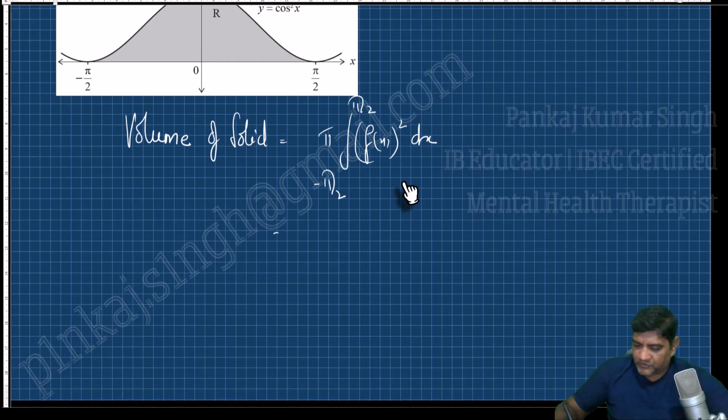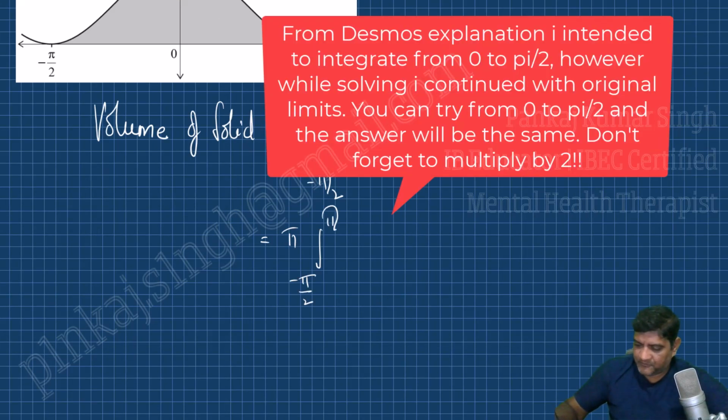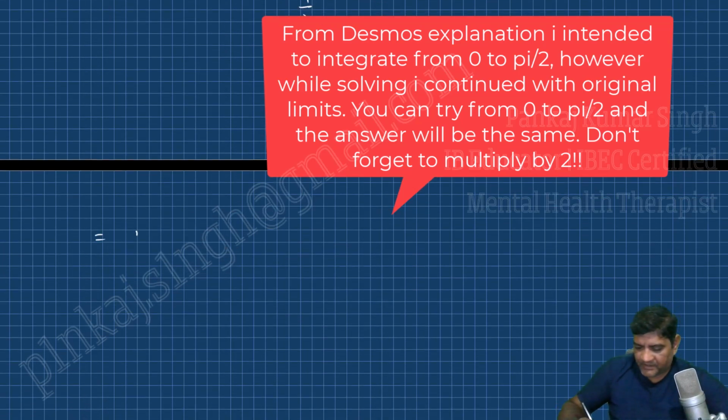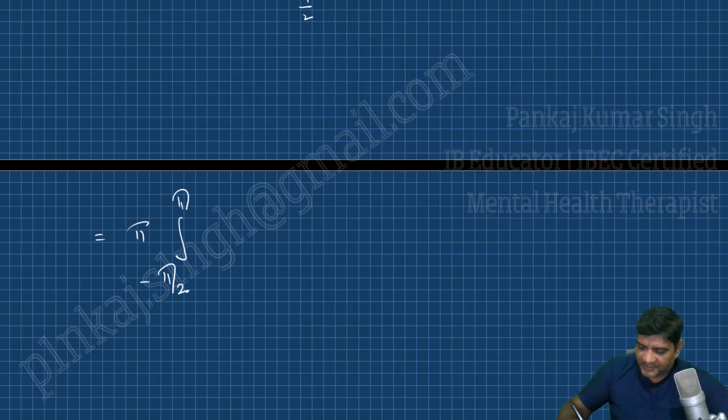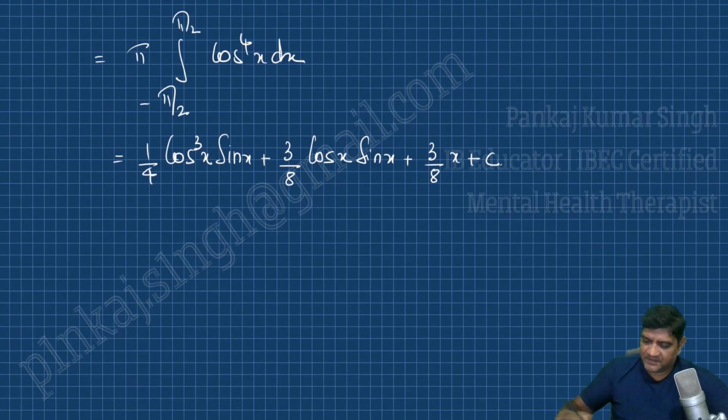So this is going to be equal to pi integral from minus pi by 2 to plus pi by 2 of cos square x the whole square dx, which can be written as pi integral from minus pi by 2 to plus pi by 2 of cos to the power of 4x dx. I'm going to take down what is cos to the power of 4 from what I derived here. This entire thing is cos to the power of 4. So in this, I'm going to be applying the limit from minus pi by 2 to plus pi by 2.